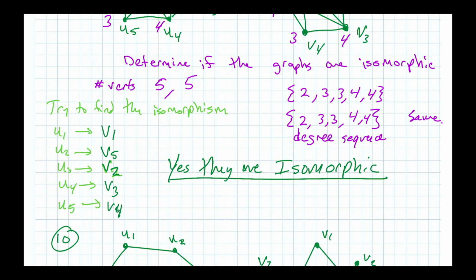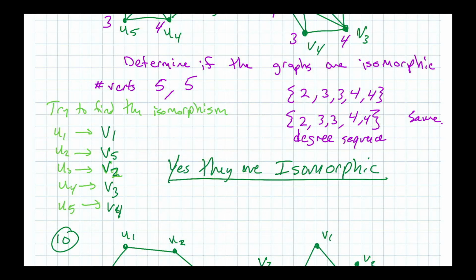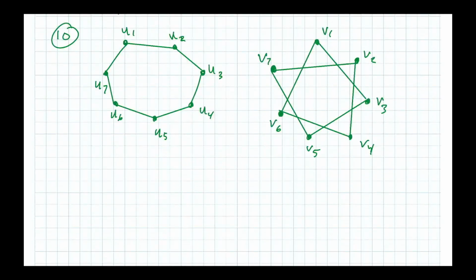Okay, and they're usually not this hard to solve. You normally don't need to come up with the isomorphism. It's normally kind of obvious that they are or that they aren't. Okay, so let's look at the next one. Again, the question is, are they isomorphic?